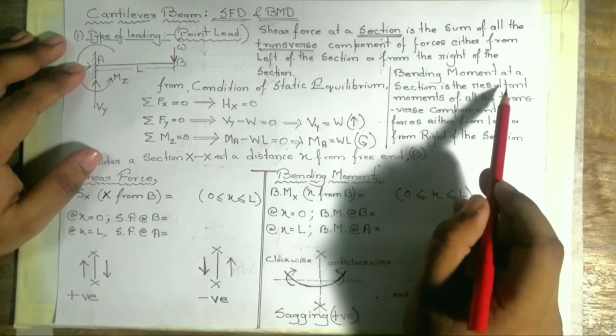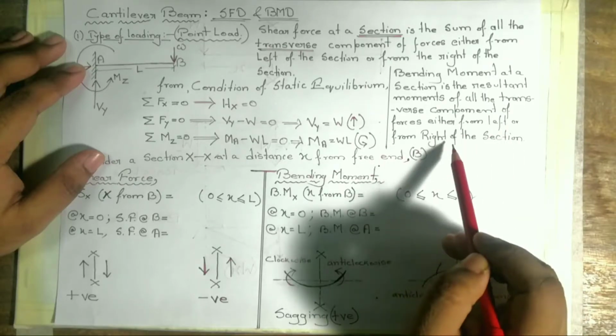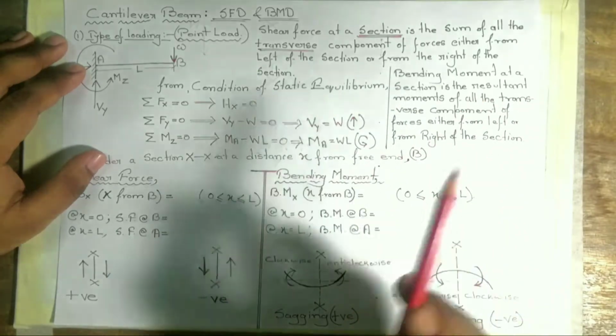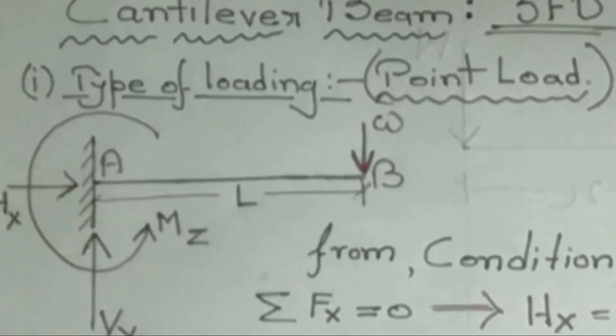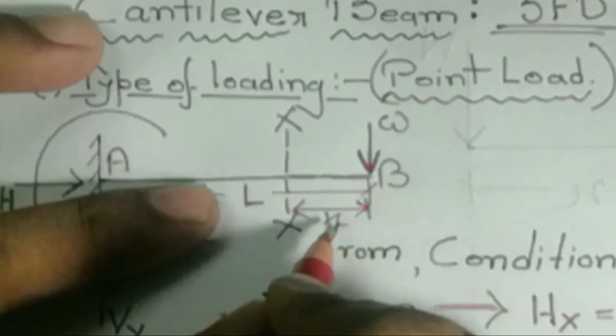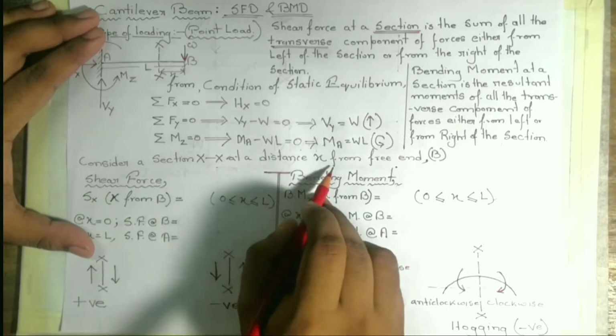Also, bending moment at a section is the resultant moment of all the transverse components of forces either from the left of the section or from the right of the section. So from both definitions, it is clear that we need to consider either the left of the section or the right of the section. So let us first consider a section. Suppose in this beam, we are considering a section XX at a distance X from the free end.